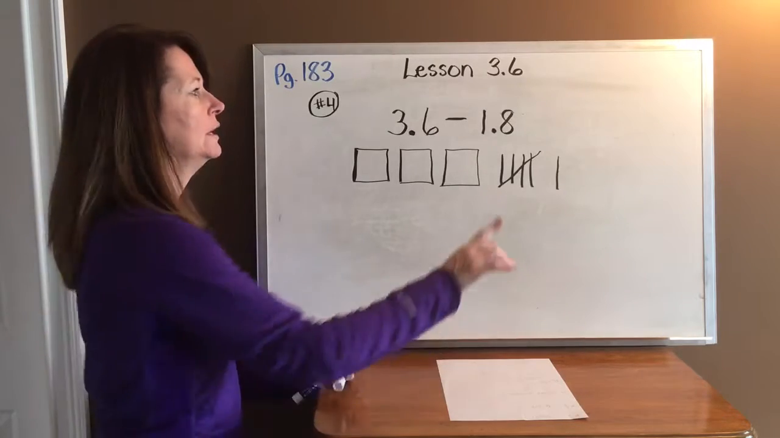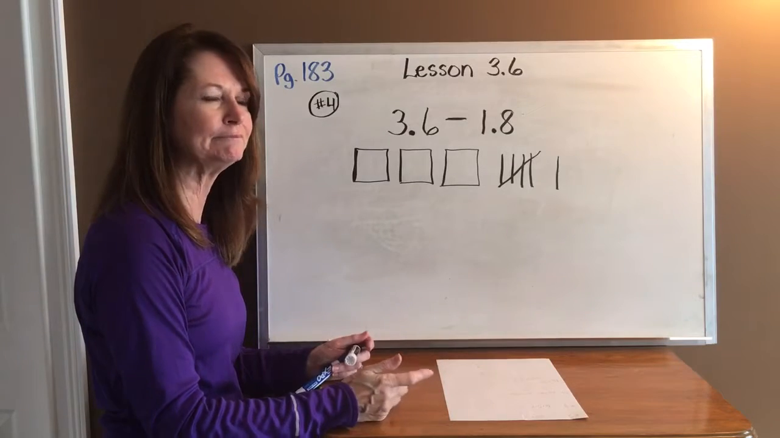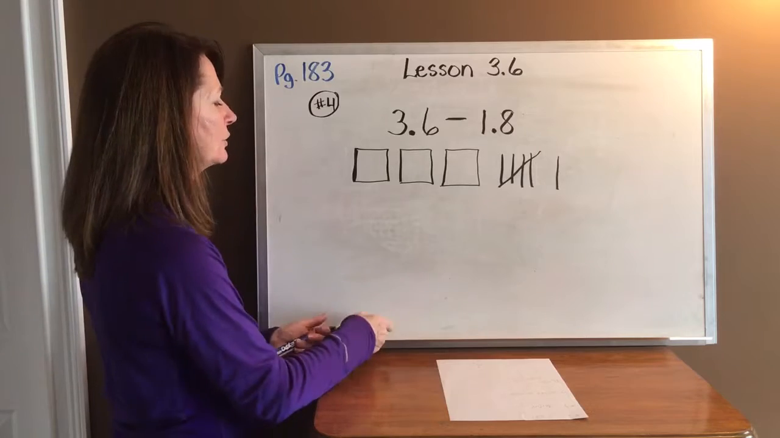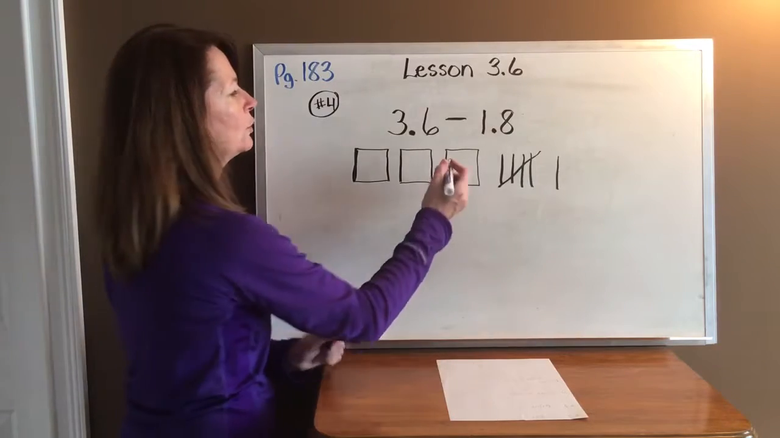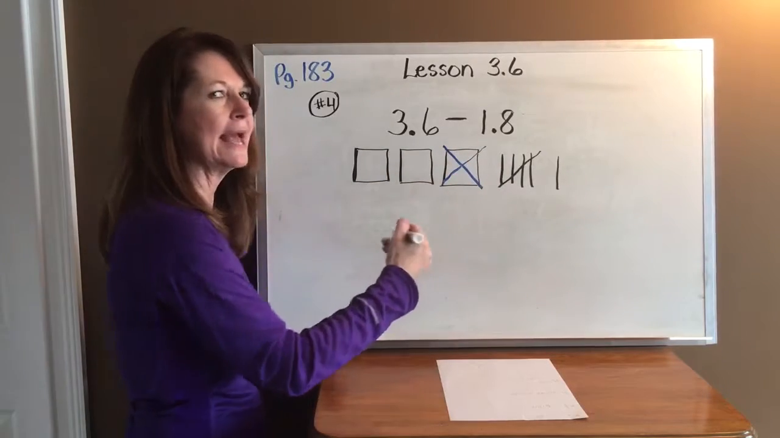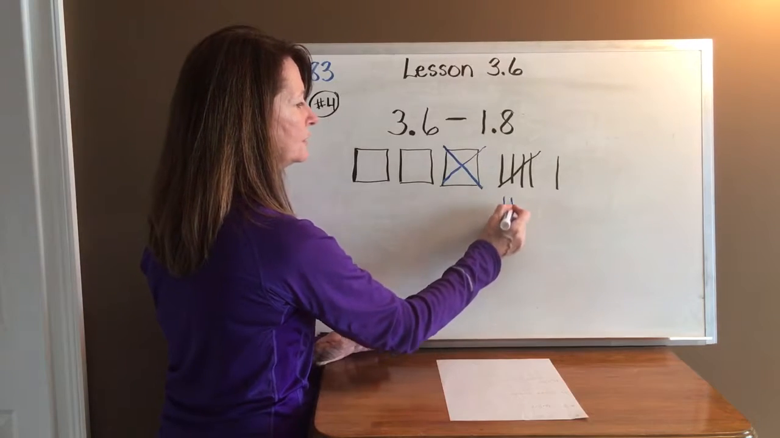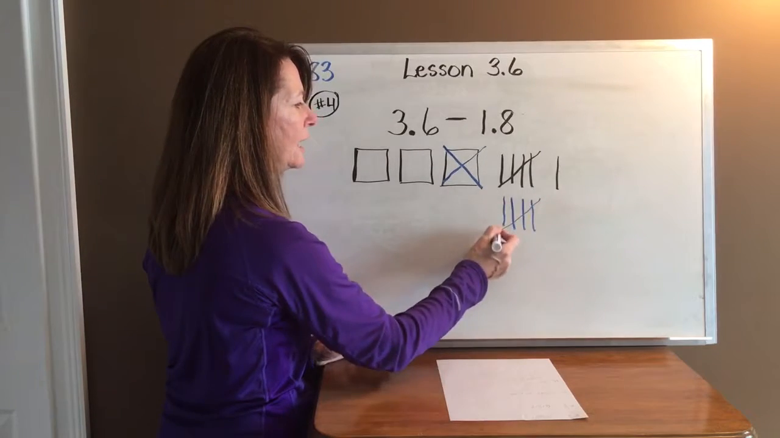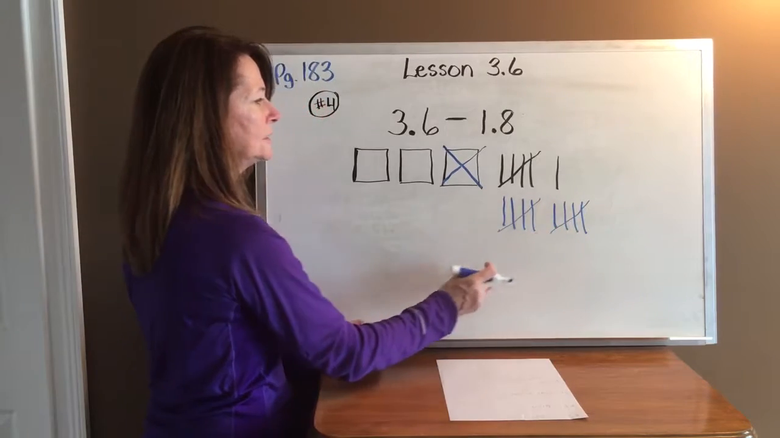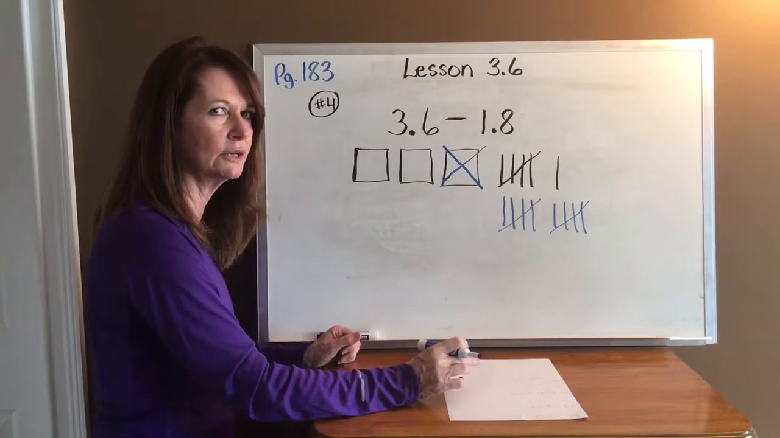Just as before, we don't have 8/10 to take away, do we? So we have to regroup. No big deal. So let's regroup. Let's take this 1 whole right here. Go ahead and cross it off. Take off that 1 whole and make it into tenths. So we're going to have 10 of those. 1, 2, 3, 4, 5. 1, 2, 3, 4, and 5. So the 10 that belonged in the whole, we just made them into tenths down here.